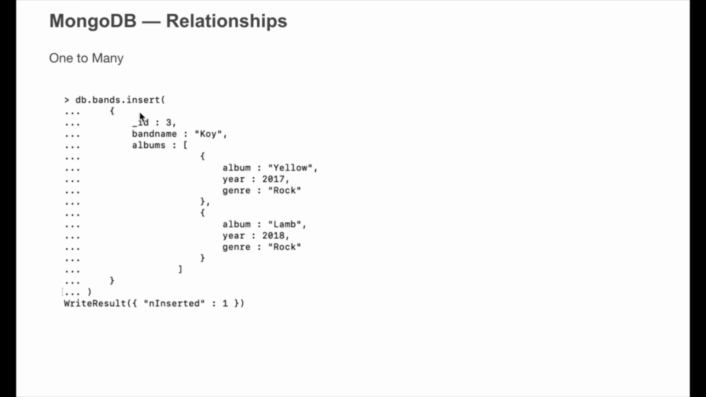This is a new band, ID number 3. The name of the band is Koi. This band will have a relationship with many different albums. There is an album array, but within this array, there's more than one. There's an album by the name of Yellow, the year 2017, and there's an album by the name of Lamb, year 2018. This is a simple example of a one-to-many relationship.